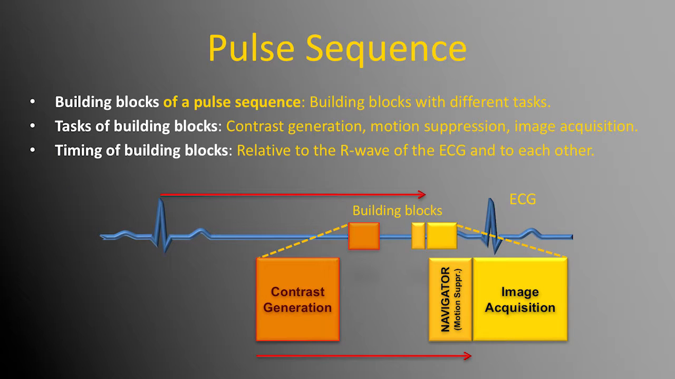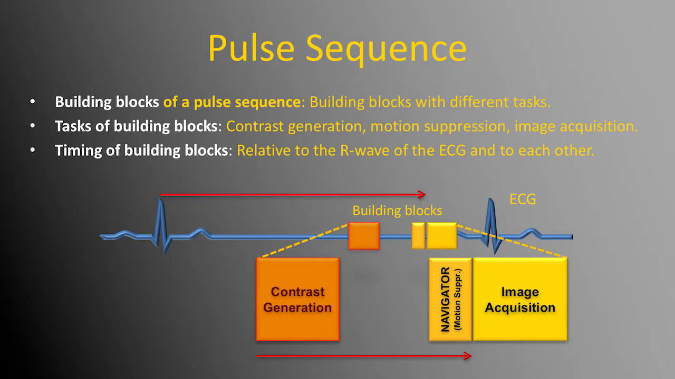Now, how do we address that in terms of pulse sequences that we can use to look at these different stages of atherosclerosis? Well, first of all, you have to think of a pulse sequence as just simple building blocks, and these building blocks have certain capabilities or certain tasks. These tasks are, for instance, to generate contrast, to suppress motion, or also to acquire, finally, the image data. And then these building blocks have a certain temporal relationship to each other, which can be important. So these are these building blocks.